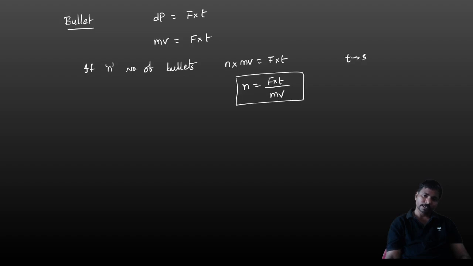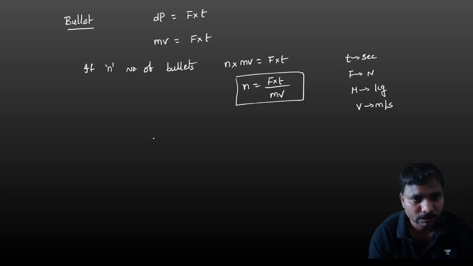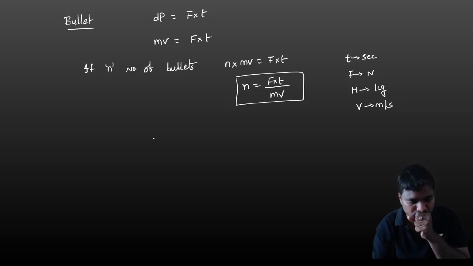Time t in seconds, force always in newtons, mass always in kgs, velocity always in meter per second. Then you will get number of bullets fired per second. Okay, so it is also very important in the numerical based questions.